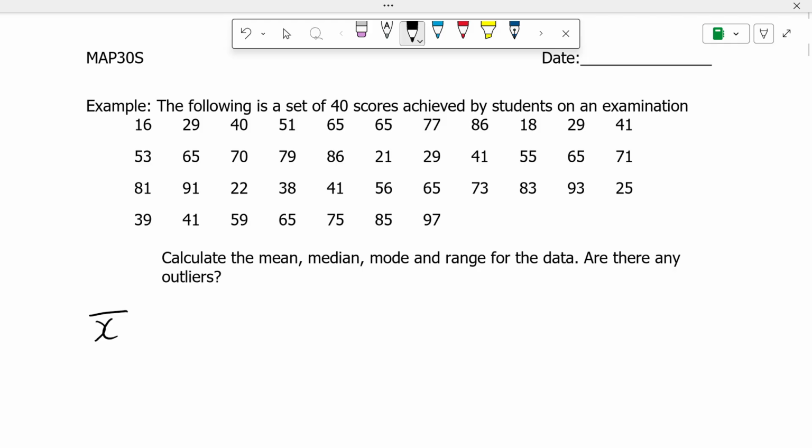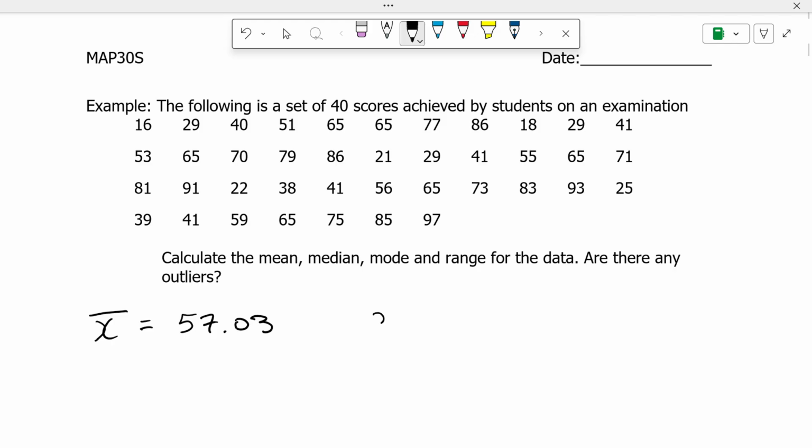Oh, now I might have this argument. Wait a minute, 40 scores achieved by students. Maybe that's the whole school. Maybe it's a tiny little town and there's only 40 students. Wouldn't you call that a population? Unless you actually take the time in the question to tell me that this is a population and not a sample, I'm going to assume it's a sample. So I'm going to use X bar, not mu. And if we look back, it was 57.03. I'll use 2 decimal places.